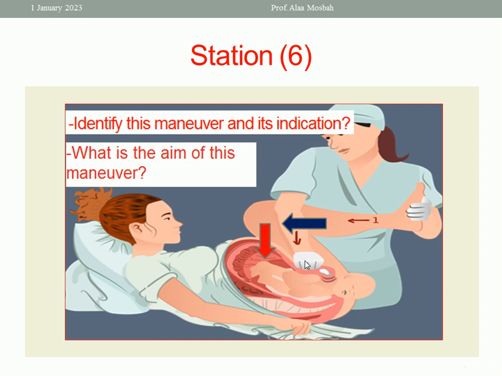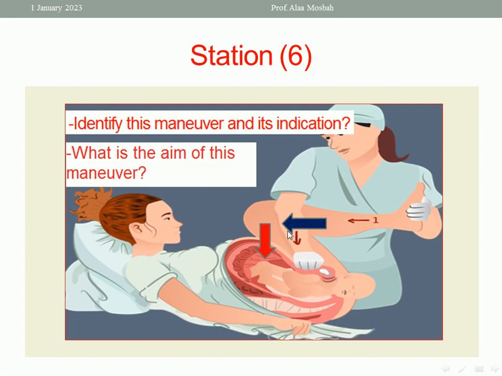Okay, what is the indication? In cases with shoulder dystocia, the head is delivered, but the shoulder is trapped. So we are trying to do McRoberts position and suprapubic pressure to give a chance for the shoulder to descend through the pelvis, okay. So what is the aim of this maneuver?